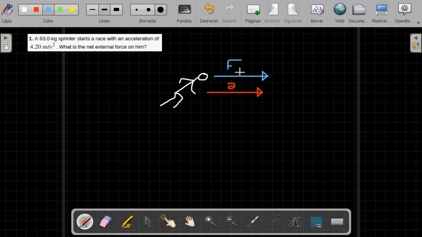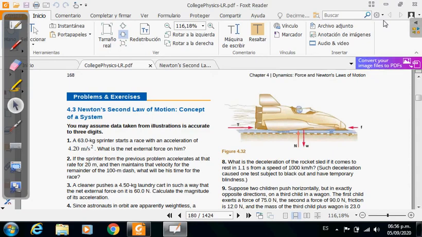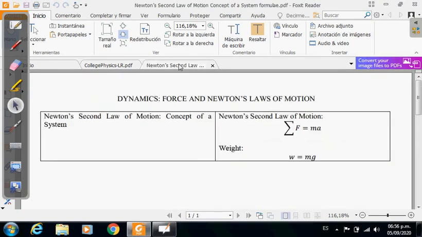Before we start solving this exercise, I'm going to take a look at my formula chart for Newton's second law of motion. There are only two formulas, and the first one is Newton's second law of motion, which states the addition of all the forces is equal to the mass times the acceleration, or the net external force is equal to the mass times the acceleration. La primera fórmula nos dice que la sumatoria de todas las fuerzas es igual a la masa por la aceleración, o la fuerza neta externa igual a masa por aceleración. The second formula is about the weight, but we don't need to calculate that weight, so we will go on with the first formula.